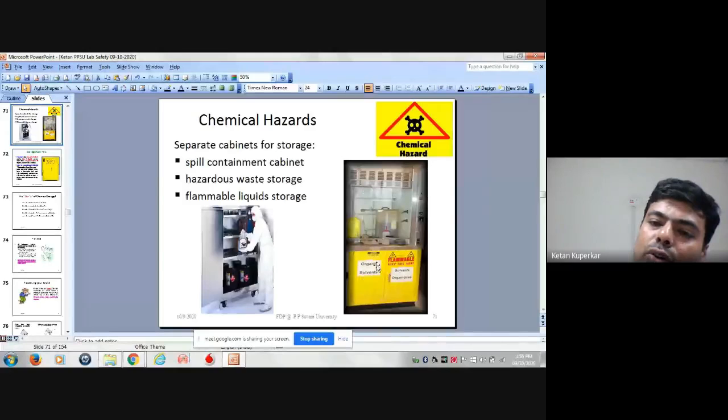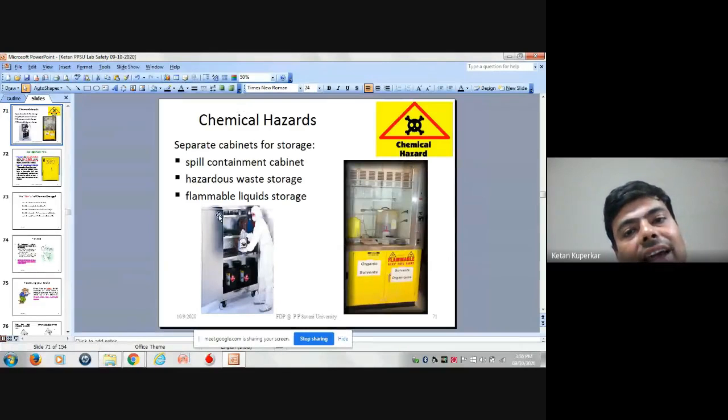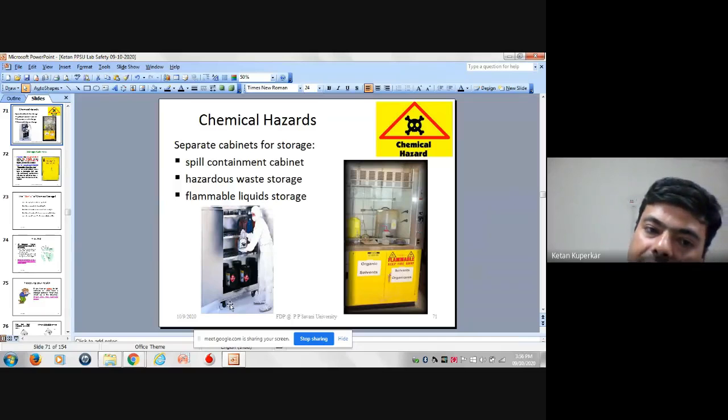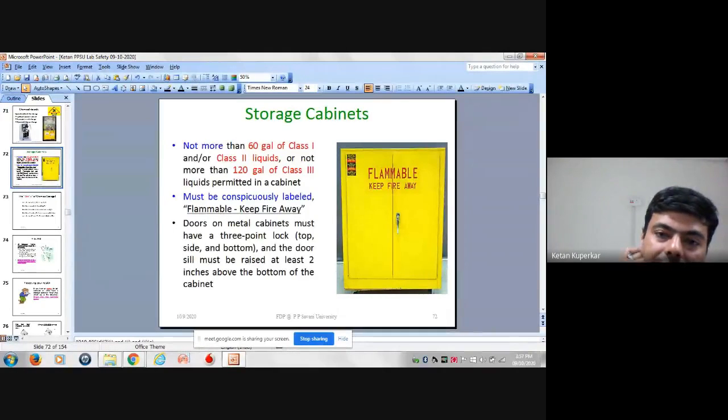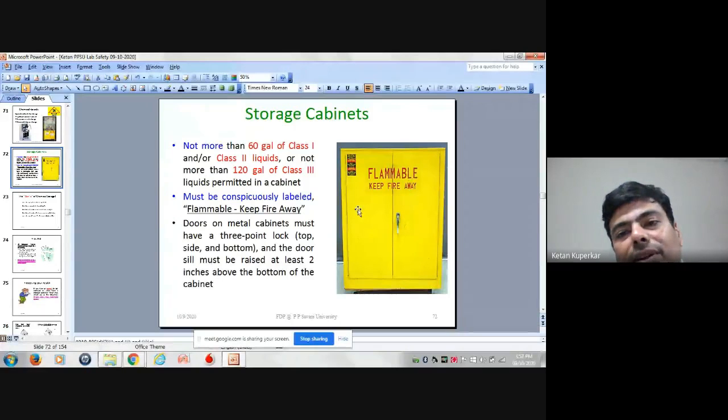So if it contains organic solvents, or to preserve some organic solvents, you can have this kind of setup. For example, flammable liquid storage is somewhere different, and the containment cabinet is different, and they are to be set up 2 to 3 inches above the floor. This is how you preserve or store the chemicals you deal with in the laboratory. There are several classes of chemicals, distinguished as class 1, class 2 and class 3. Not more than 60 gallons of each are to be placed in the cabinets, and you need to label those cabinets as flammable or keep fire away, around 2 to 3 inches above ground level.